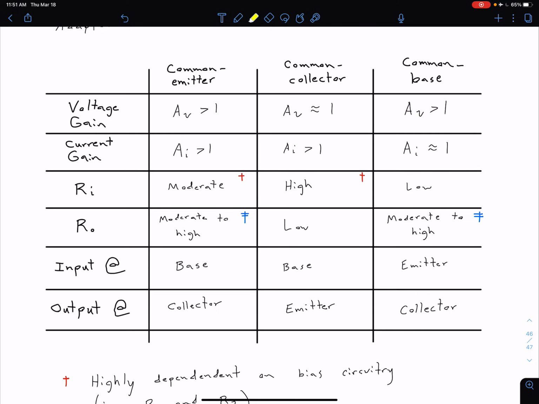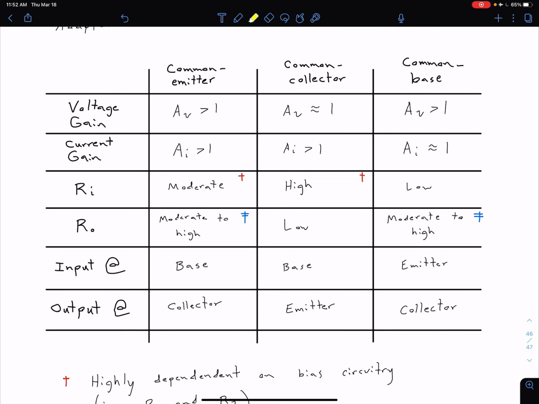For our current gains, we saw that both common emitter and common collector had current gains greater than 1, whereas our common base had a current gain that was approximately 1. And so what we see is that for all three of these configurations, we have some small signal power gain. We don't have a case where both voltage and current gain are approximately 1 for the same configuration.